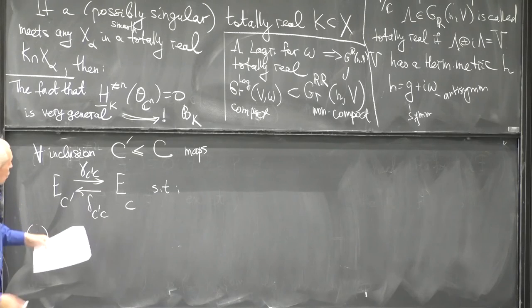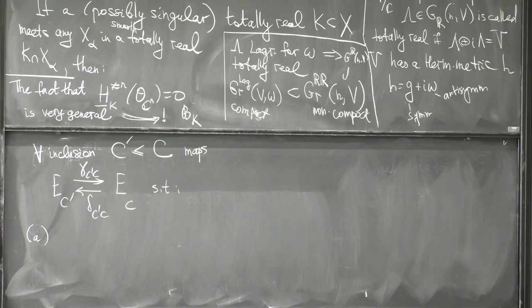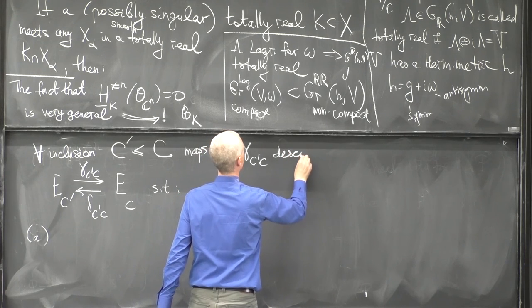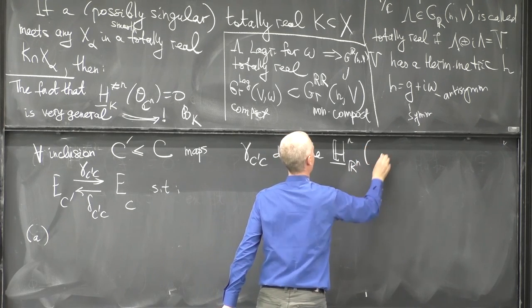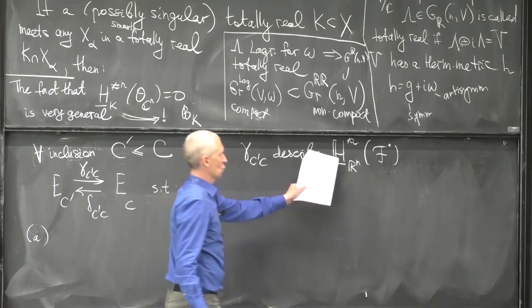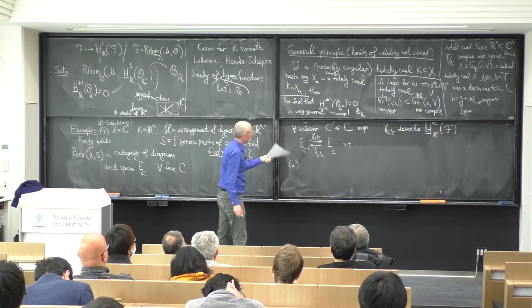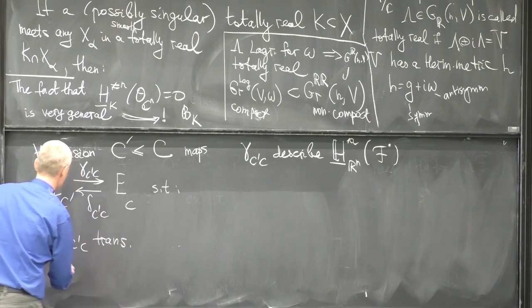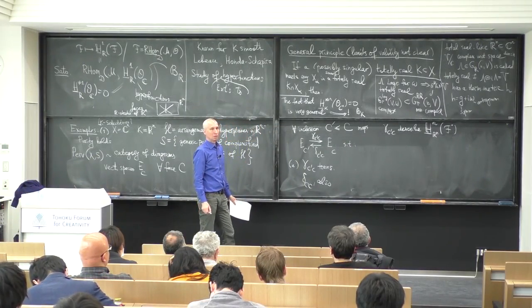First is transitivity. As in the previous case, those gamma maps are simply the sheaf data for the cohomology with support. So gamma C prime C describes H^N in R^N of M. It will have stalks at every face, so it will be generalization maps for inclusion of the faces. So they will be transitive. Gamma C prime C is transitive, and delta C C prime is also transitive. They will be dual too.